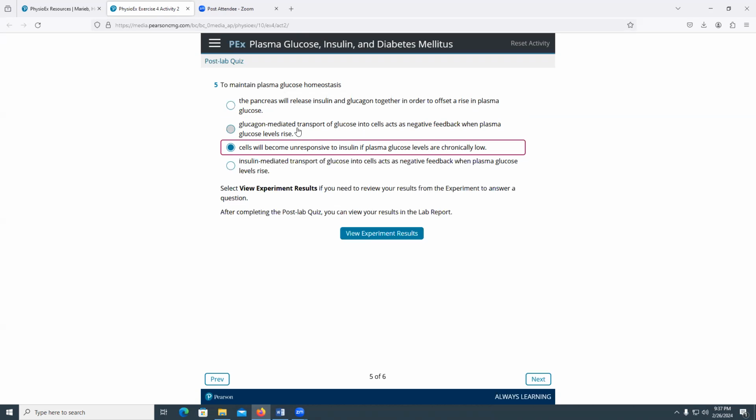So glucagon-mediated transport of glucose into the cells. No, that is not done by glucagon. That is done by insulin into the cells. Insulin-mediated transport of glucose into the cells acts as a negative feedback when the plasma glucose levels rise. Excellent. That is perfect.